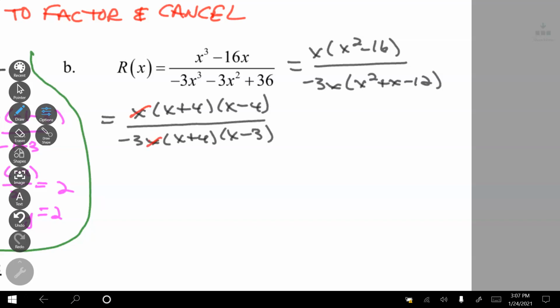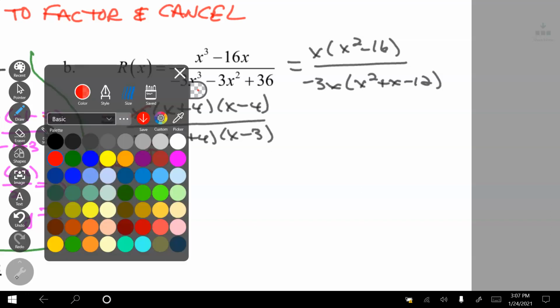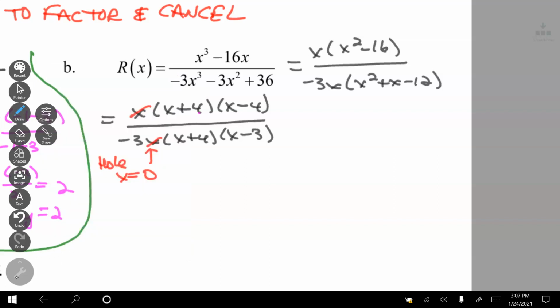These x's cancel out, which means I have a hole at x equals 0 because of these x's, but I also have another hole with these x plus 4's canceling out. I have another hole at x equals negative 4 because these x plus 4's cancel out. So what am I really working with? Well, I'm working with what's left over.